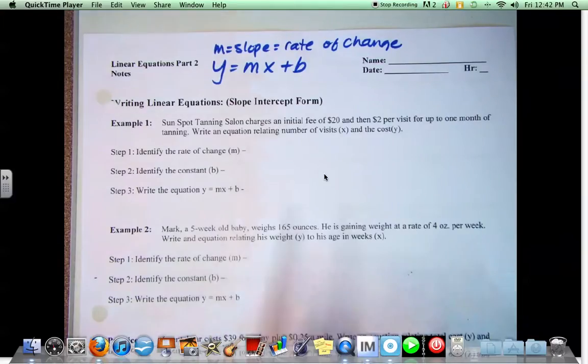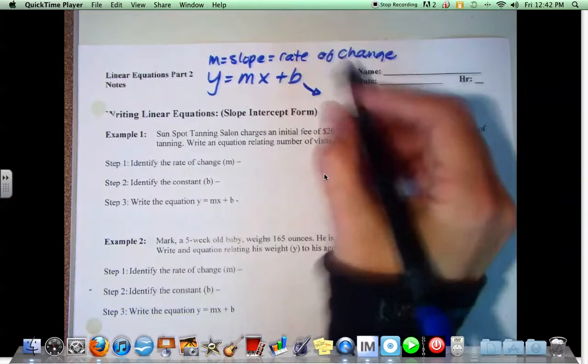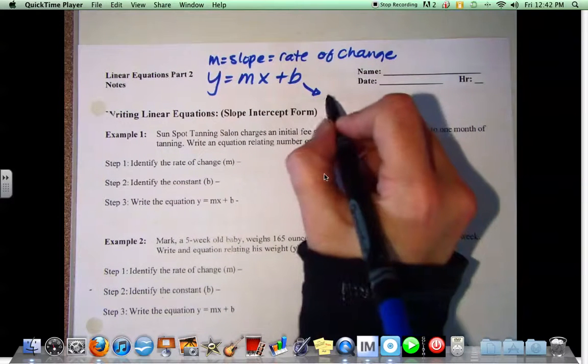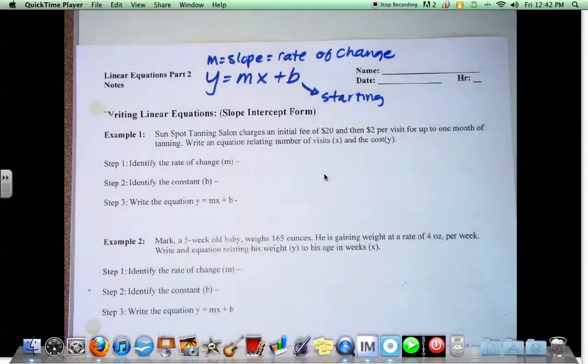The other thing that we need is the y-intercept. And the y-intercept indicates where we're starting. When we graph the line, the y-intercept tells us where we put the first what? Point. The first point. It's where we're starting when we're graphing that line.